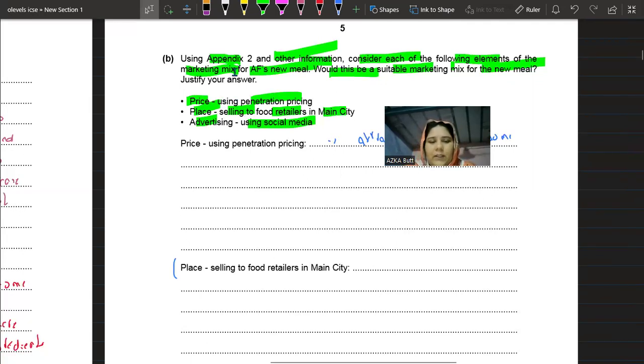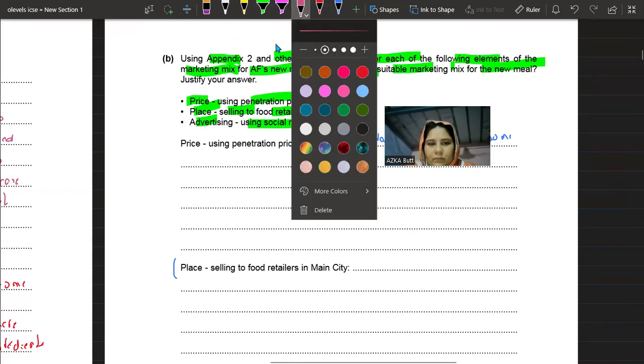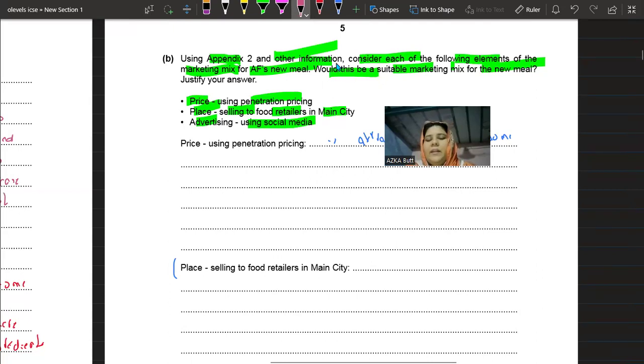Okay. So we have to use the appendix 2. It means that there is something written about these three things. Okay. And we have to see the other information also. So consider each of the following elements. So these are the elements, the different P's. So this is product, price, place, and this is promotion. Elements of the marketing mix for AF's new meal. Okay, so now AF is basically going to introduce a new meal. So he set the marketing mix for the new meal, and we have to see whether it would be useful or not.